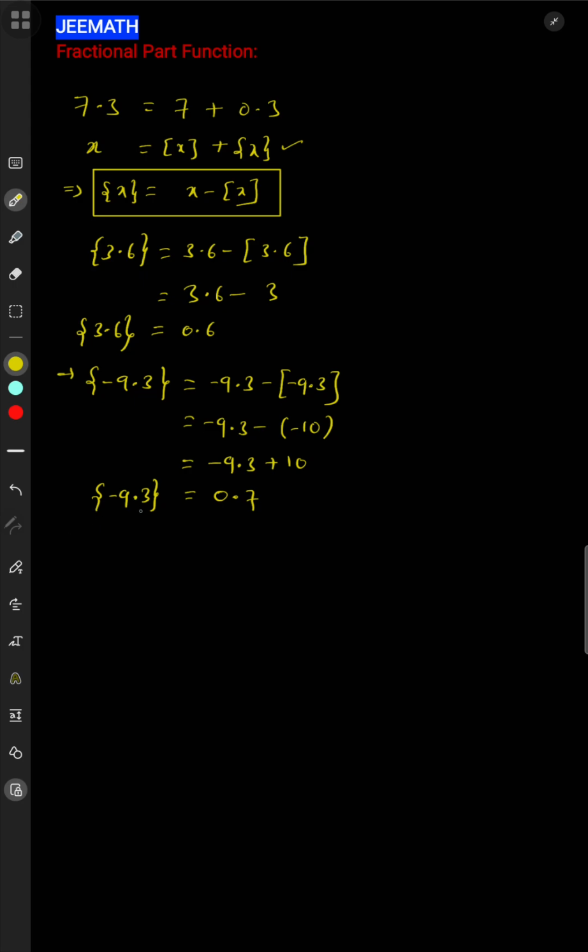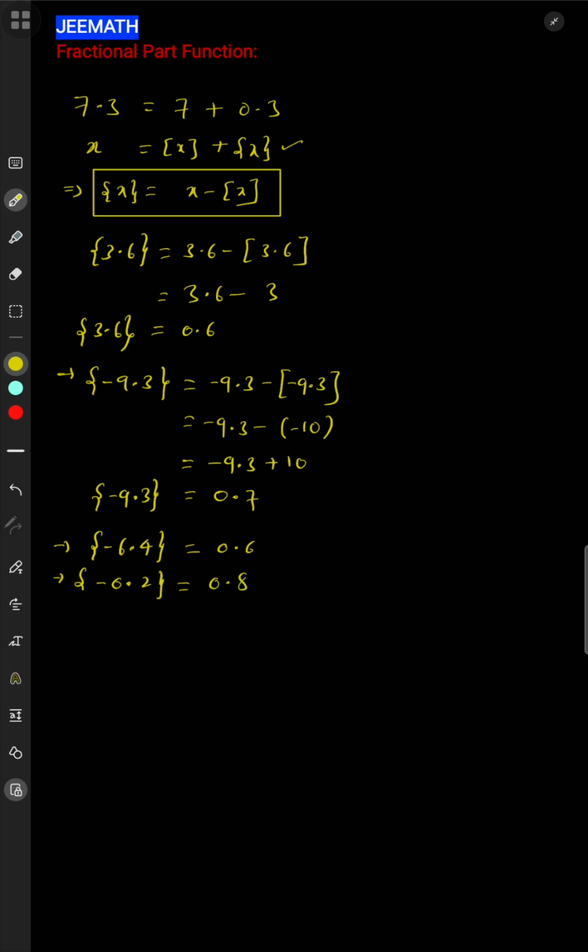So here you can observe that 0.3 plus 0.7 is what? 1. So see here, in that way suppose minus 6.4 is there. So 0.4, and which number will give 1? So 0.6. So 0.6 plus 0.4 will give what? 1. In that way we can find the fractional part of a negative number. So the fractional part of minus 0.2 is what then? You need to write 0.8.